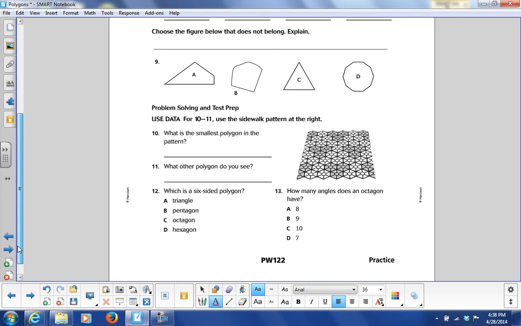Number 10, what is the smallest polygon in the pattern? So take a look at this pattern right here. See if you can find out what the smallest polygon would be in that pattern. What other polygons do you see? I see a couple of different polygons in there. And which is a six-sided polygon? We talked about that. How many angles does an octagon have? So count the angles.